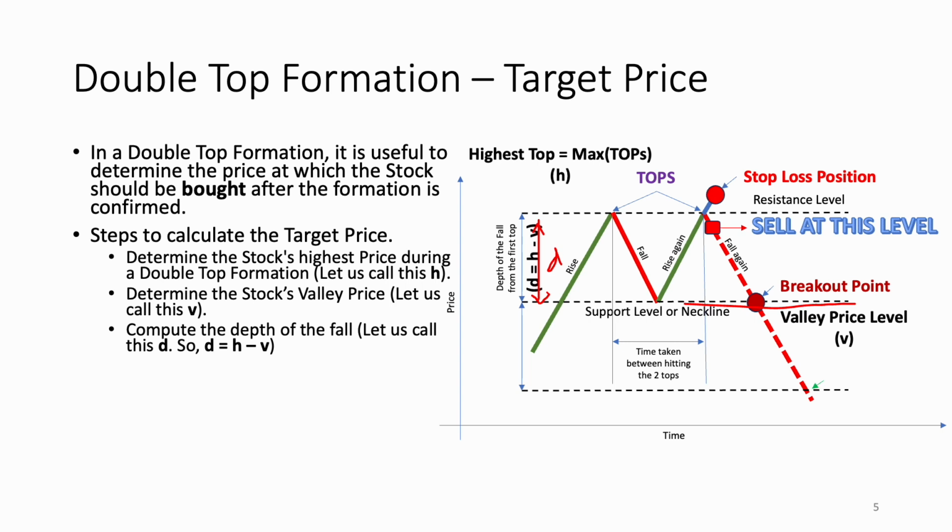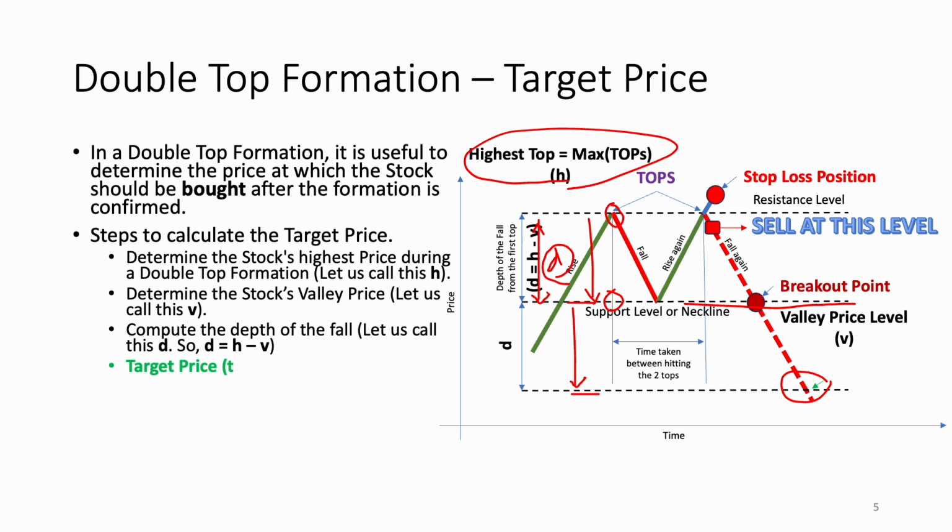So when we find this D, what we do is that we take the highest point where the stock has hit between the two tops. We will call that as H. So when we determine H minus V, that is this point minus this point, this distance becomes equal to D, that is this value. Now what we do is that we subtract D from V, that is from this point we go to this point, that is V minus D. This is the level at which we should try to buy the stock once again, or this is the target price at which we should try to buy the stock.